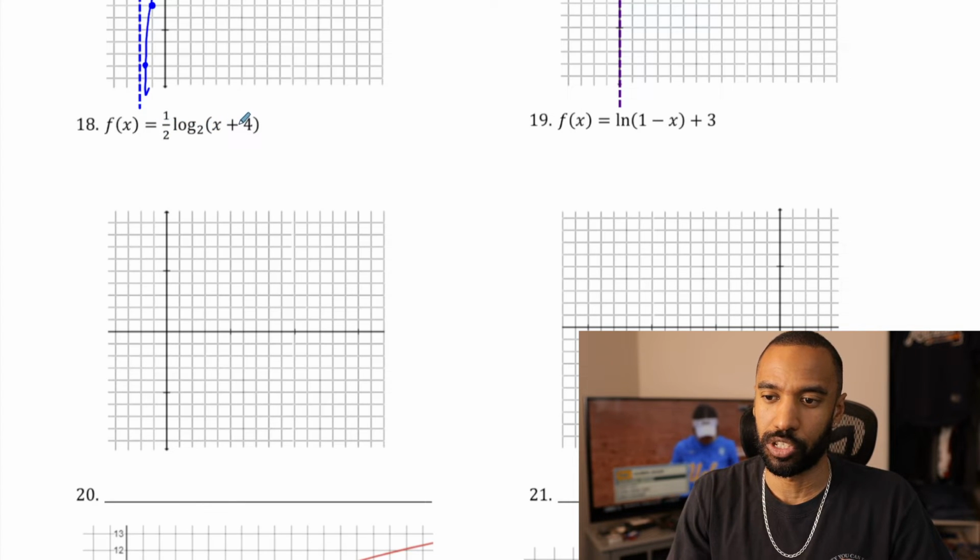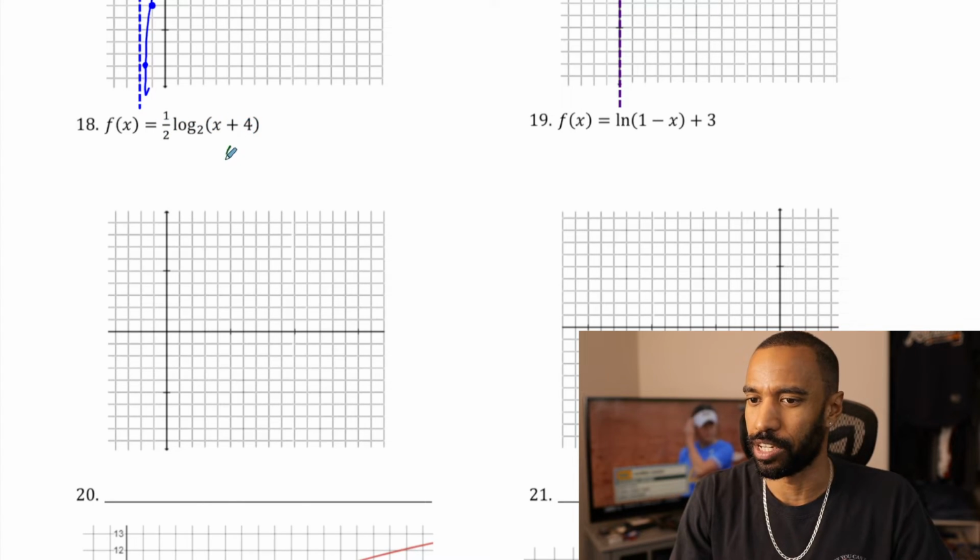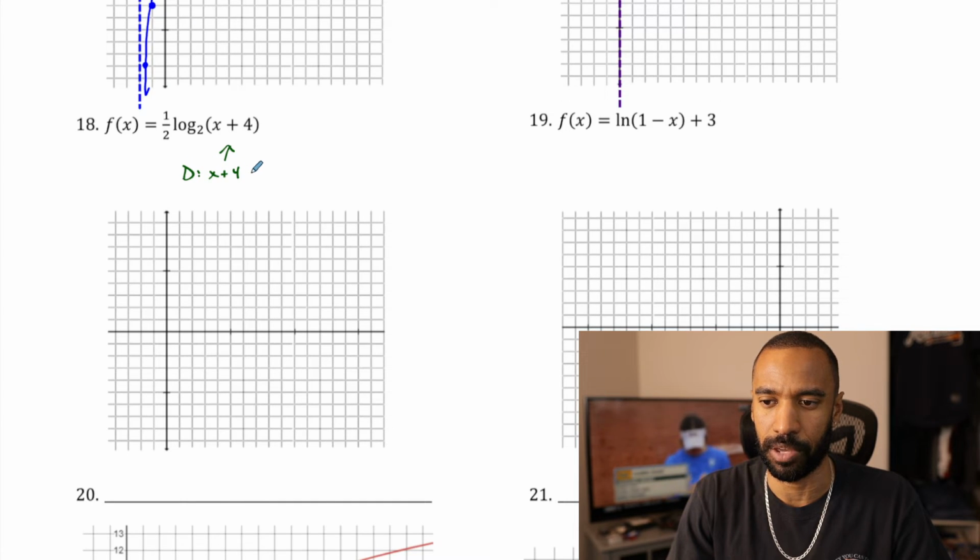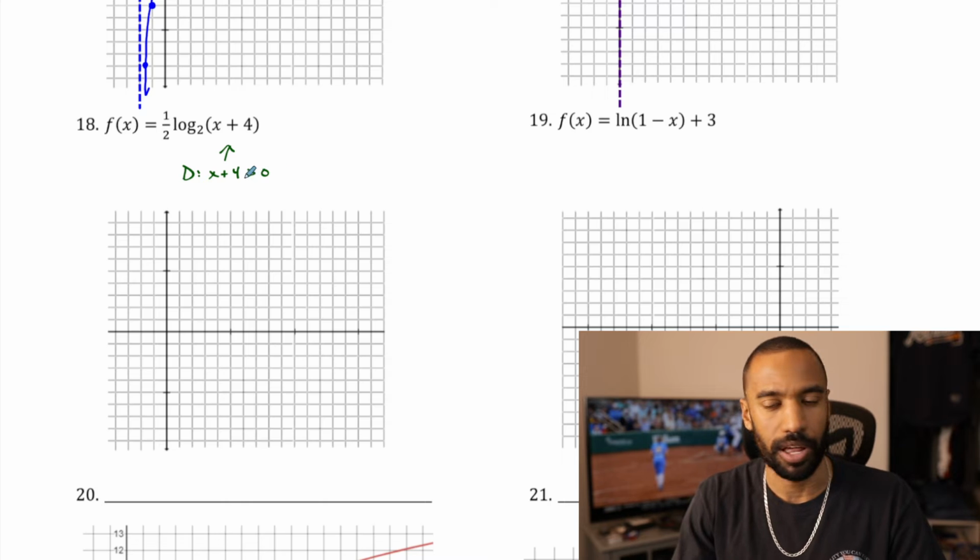The A is 1/2, the B is 2, the H is -4, and if you didn't know that, we're going to go ahead and start off just by talking about domain. I think it's important. You got to find domain anyway. Just go ahead and say the thing you take the log of has to be greater than 0, so x is greater than -4.